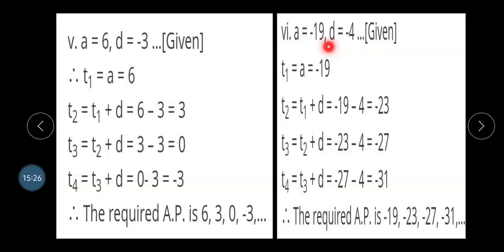Sixth one, A equals minus 19, D equals minus 4. The first term is minus 19. Second term equals first term plus the difference, that is minus 19 minus 4. That means we need to add and put the sign of the bigger number, that is minus 23 we will get. Third term equals second term plus the difference, minus 23 minus 4, we will get minus 27. Fourth term, third term plus the difference equals minus 27 minus 4 equals minus 31. Therefore, the required AP is minus 19, minus 23, minus 27 and minus 31.